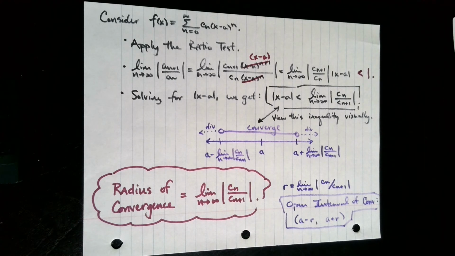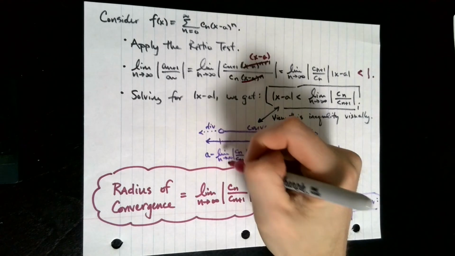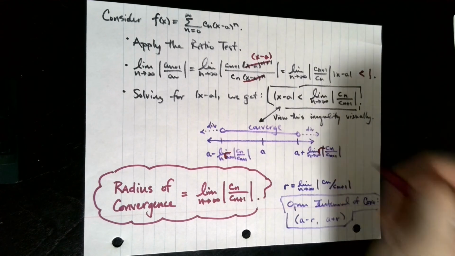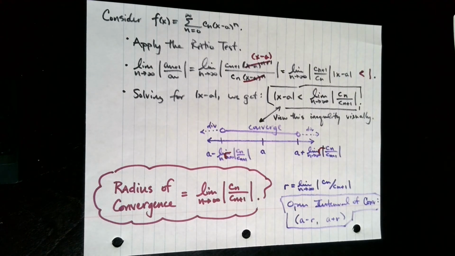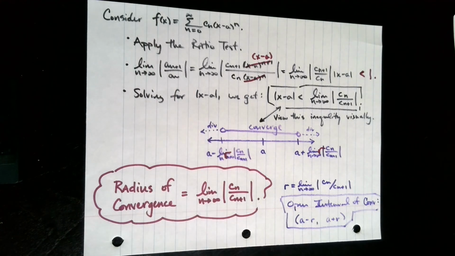From this, we can produce the open interval of convergence, which is all values between a minus r and a plus r. If you let this limit be equal to r, then you get all things between a minus r and a plus r. Those will be all values of x where our series, f of x, is guaranteed to be a number off the number line.